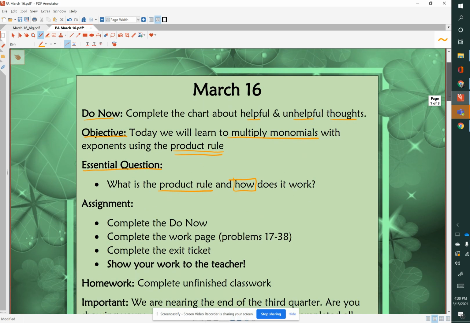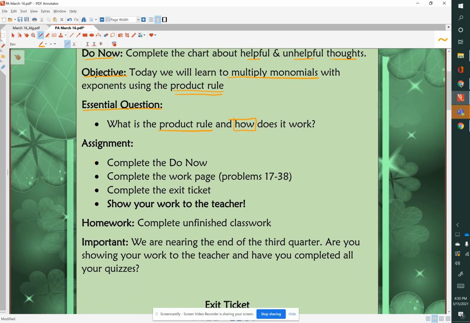Our assignment today will be to complete our do now in teams, complete our work page. We have problems 17 through 38 today. We'll complete our exit ticket, and you must show your work to the teacher, and that's how you get your credit. If you do not finish within the allotted time of our class, you can finish it for homework.